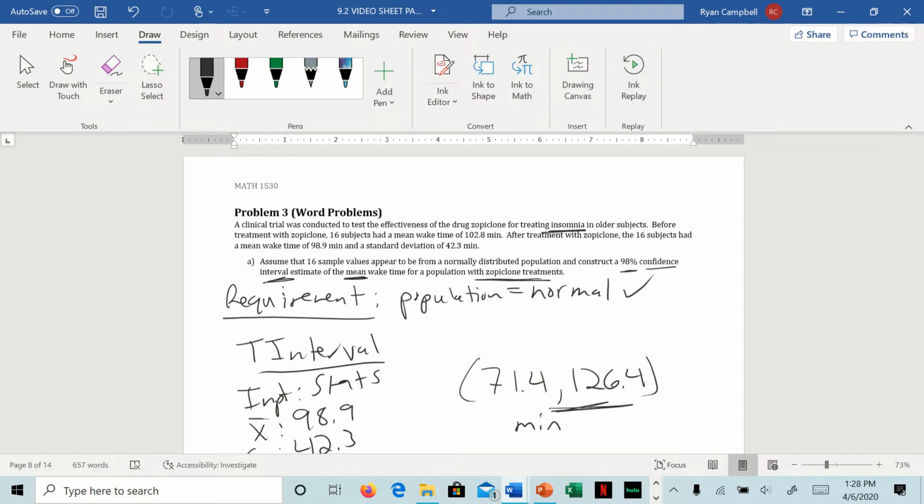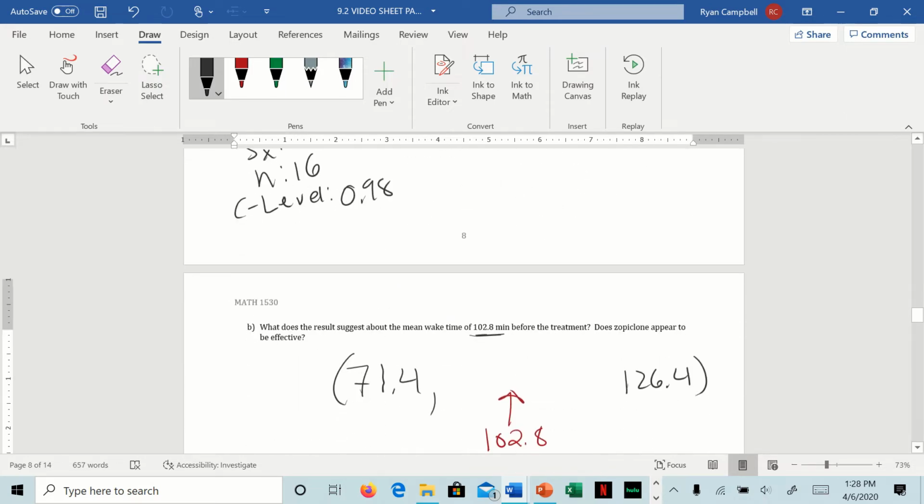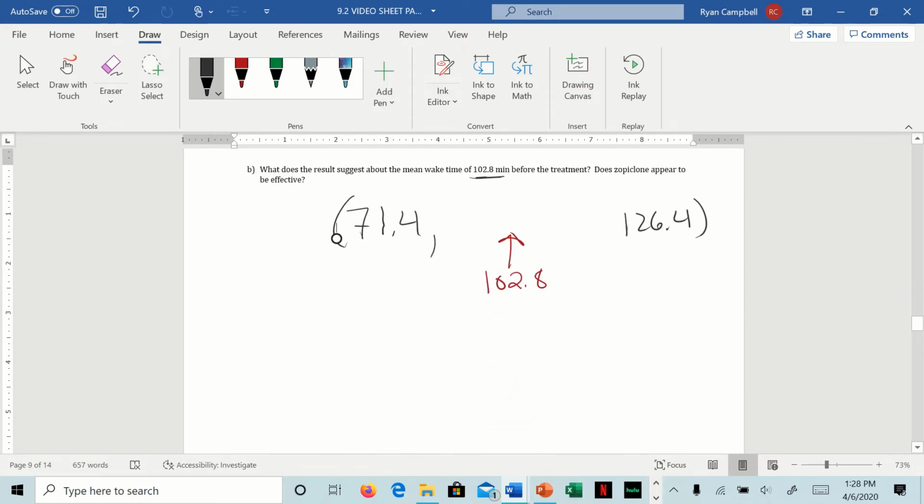Insomnia, right? When you have insomnia, does that mean you have a higher wake time or a lower wake time? You're awake more often, right? You can't go to sleep. Which means that the Zopiclone hopefully is trying to decrease your wake time, right? So if it was effective, we would want this 102.8 to be bigger than our entire confidence interval, right?